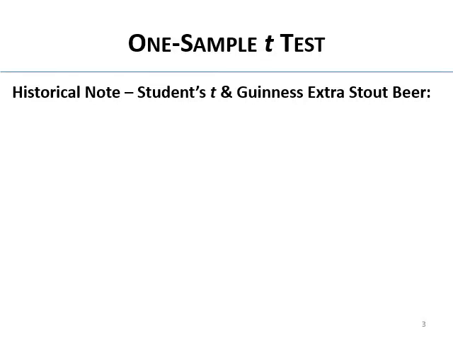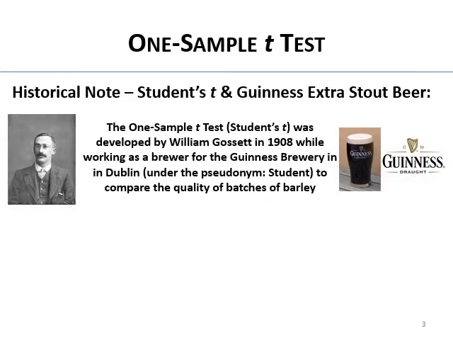So this one's a little interesting, this particular test, because it actually comes from beer. So Student's t comes from Guinness, actually. It turns out that the one sample t was invented by this guy, William Gosset, in 1908, when they had to do stats by hand.